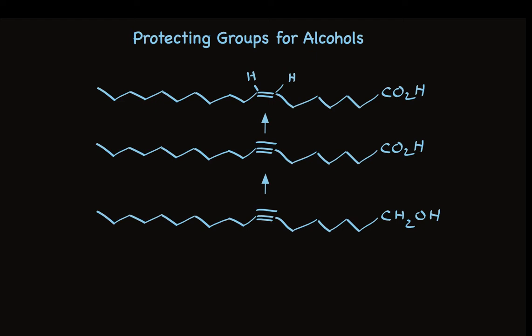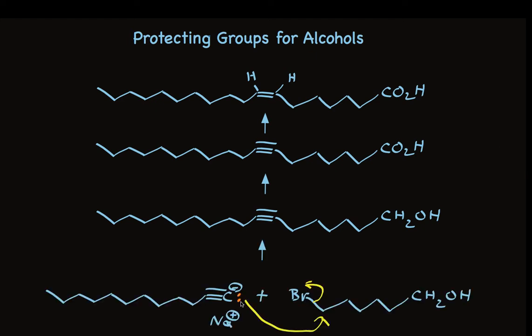So that brings us to the thinking that maybe we should use two pieces that look like this to make the longer chain. We picture this pair of electrons of the alkyne being used to form a sigma bond with that carbon as it displaces the bromine. This is an SN2 reaction.